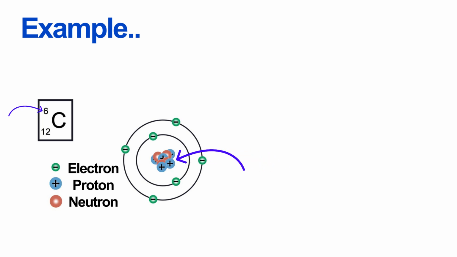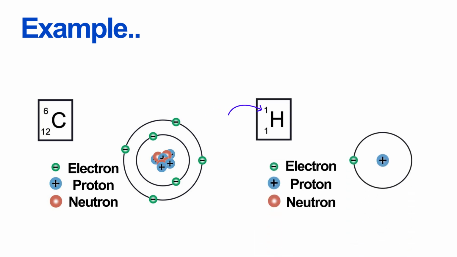A carbon atom has 6 protons, which is what defines it as carbon. Now, if it only had 1 proton, it would no longer be carbon, it would be hydrogen. The number of protons in an atom's nucleus is what determines the element. Now, let's talk about isotopes.